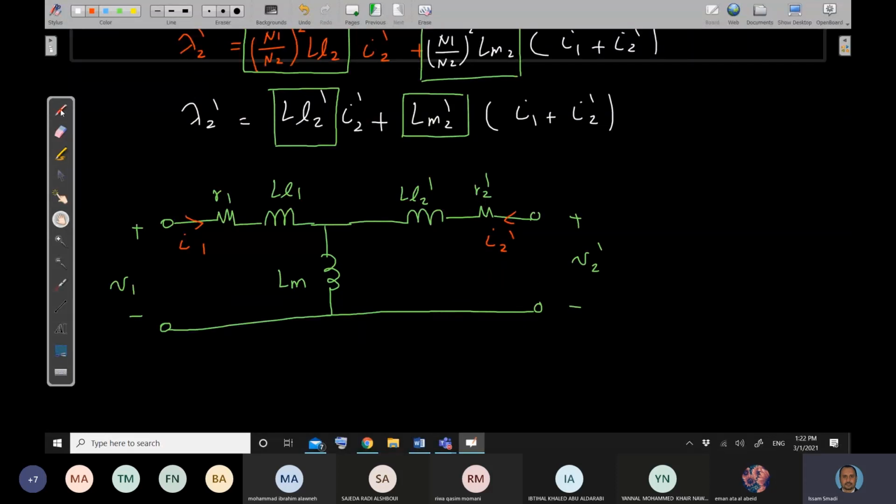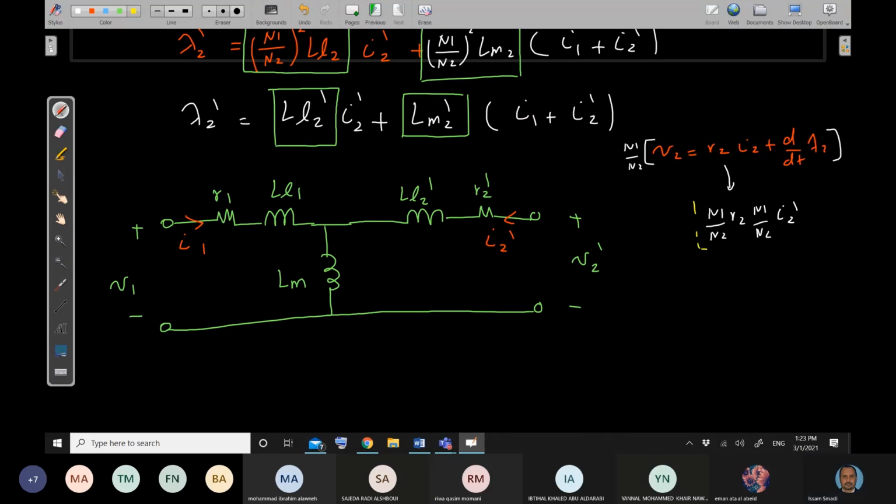Now the R2 dash, actually, if I go to the V2, which was equal R2 I2 plus d by dt of lambda 2. If I multiply here by the N1 over N2, now this one will be N1 over N2 R2, and for I2 I will use N1 over N2 multiplied by I2 dash. So simply this is actually the R2 dash.